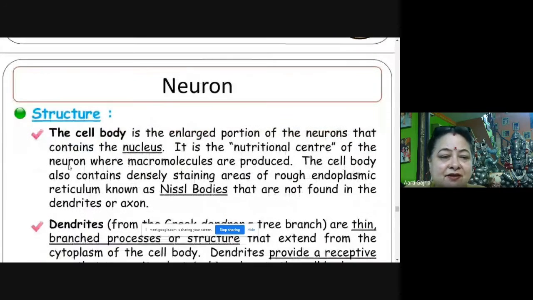Now if you see one cell of the nerve, that is the neuron, the cell body is the enlarged portion of the neuron that contains the nucleus. Nucleus is there, and it is the nutritional center of the neuron where macromolecules are produced. The cell body also contains densely staining areas of rough endoplasmic reticulum. These are called Nissl bodies, which are found in the cell body of the neuron, and these are not found in the dendrites or axon.